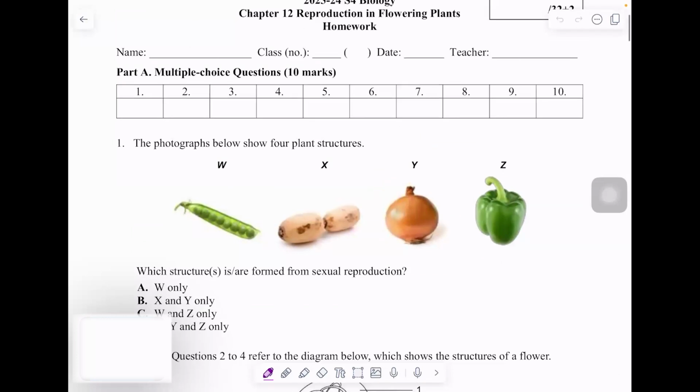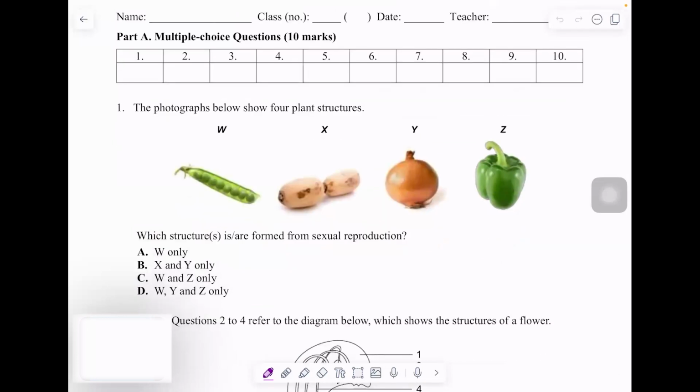For chapter 12, the homework, question number 1, you will see that the photograph below shows 4 plant structures. We can see that both W and Z, in fact, are the fruit of the plant, while X and Y, in fact, are the stem tubers.